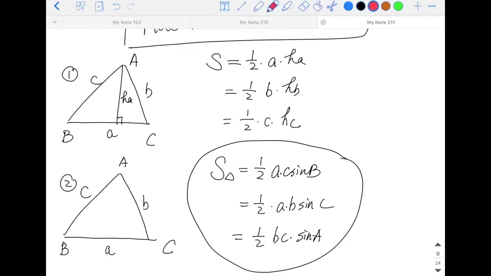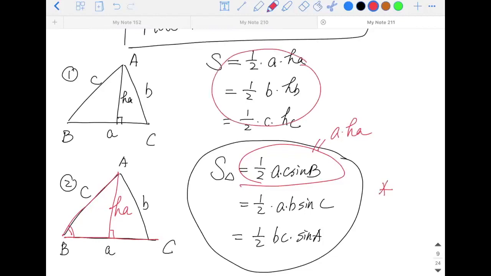Because let's say we take the first one, A times C sine B, because C times sine B is exactly the height, HA, right? So A times C times sine B is exactly the same as A times HA. Trust me, this is actually more important. I barely see a question where you need to find out the height. Most of the time, the question just directly gives you an angle. You just take the sine of the angle, you get what you need. This is also very easy peasy, right?